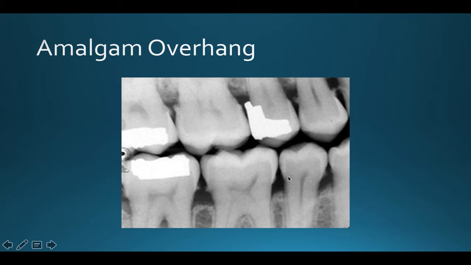I can see these huge calculus wings on either side of the teeth. They look like they're about to fly out of the pockets here. You can see these big pieces of calculus. But then here is our amalgam overhang.